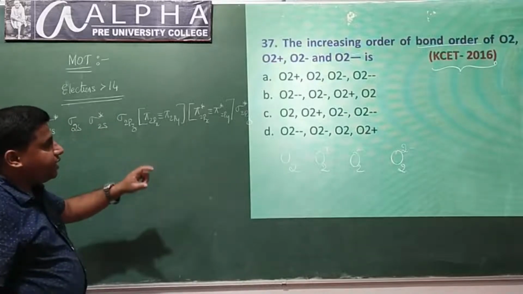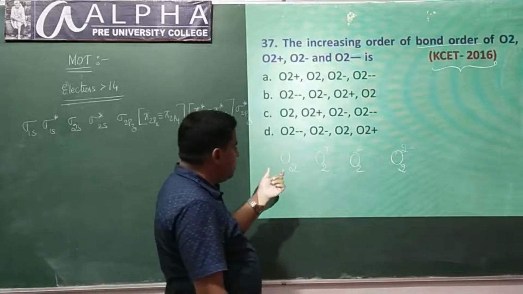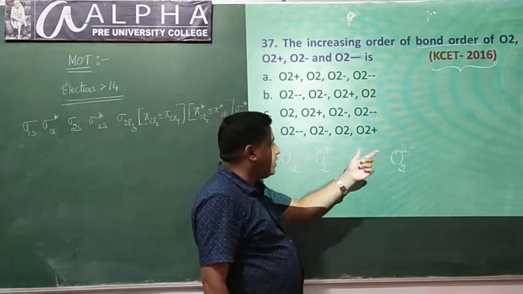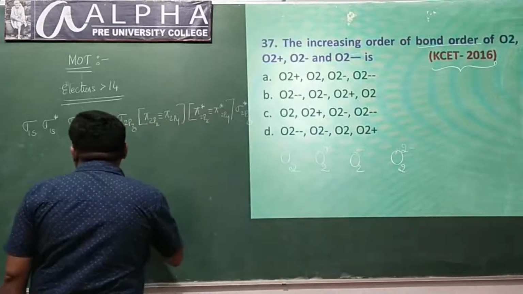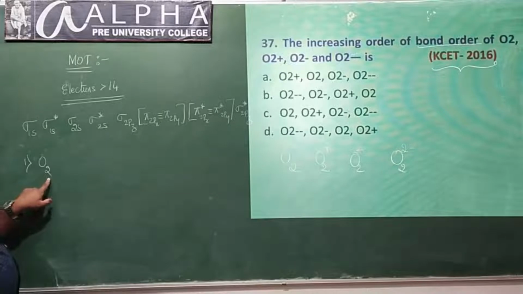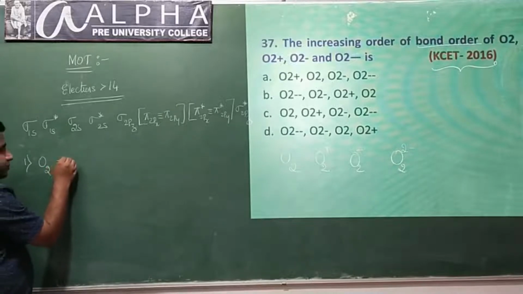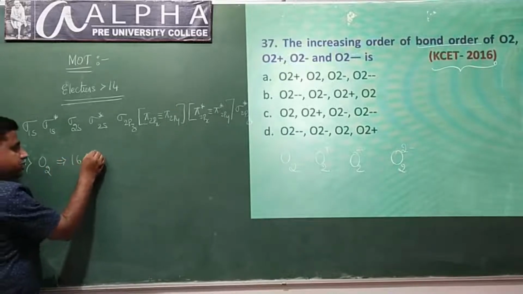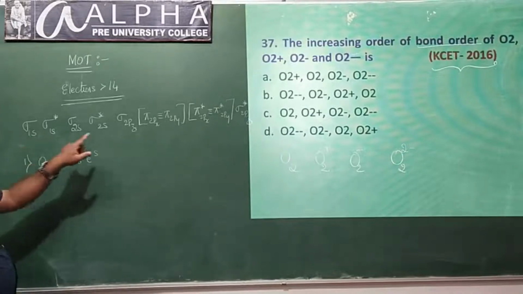Now let us take the different molecules: O2, O2 plus, O2 minus and O2 2 minus. First one, I am going to take O2. So total number of electrons here, 8 plus 8 is 16 electrons, isn't it? Total 16 electrons. So let us fill those 16 electrons here.